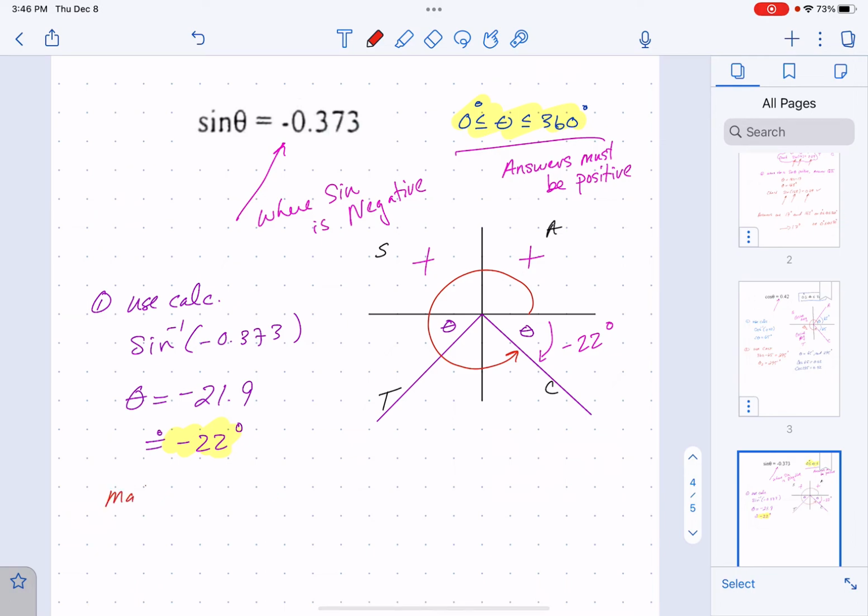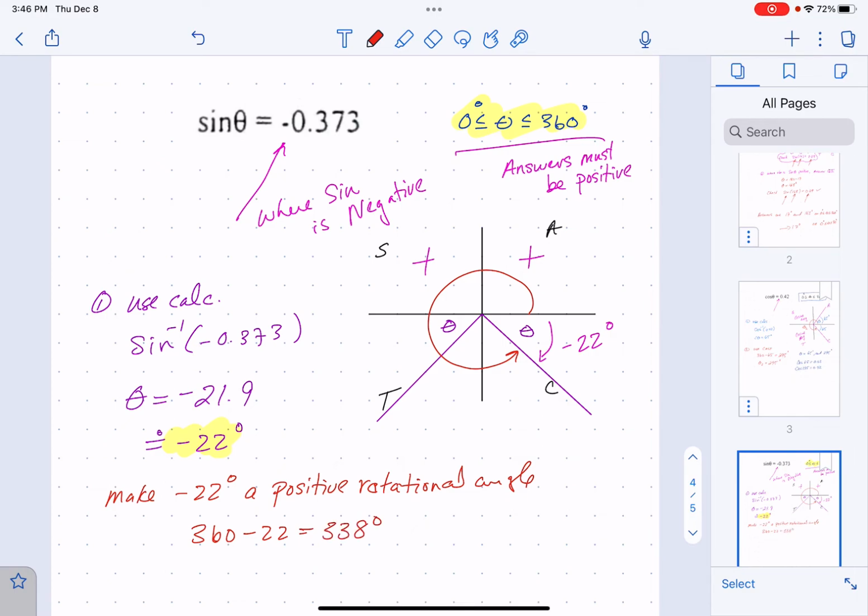360 minus 22. So we're going to make this a positive rotational angle by doing 360 minus 22, and that's going to be 338 degrees. Now, that's not a different answer. This is the same answer. It's very important that we understand this.